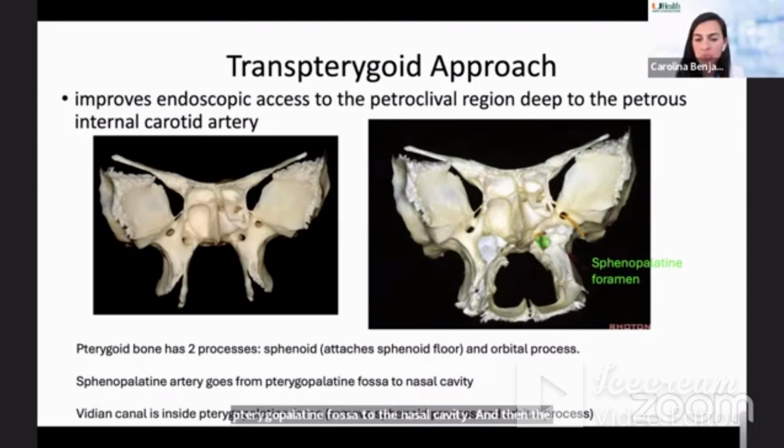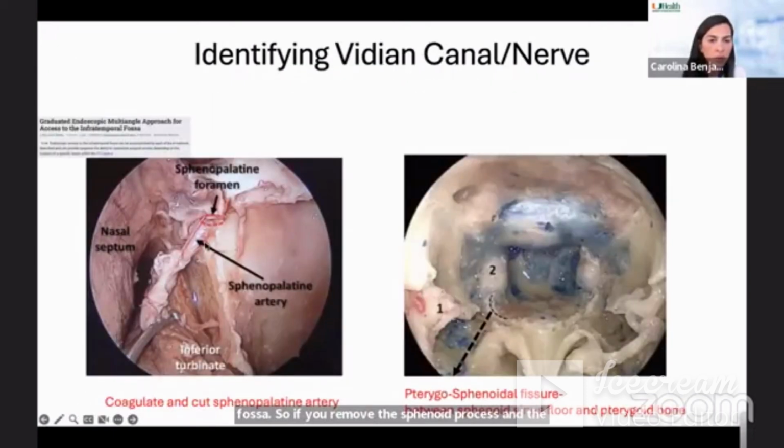So if you remove the sphenoid process and the orbital process, you'll find the Vidian canal, and you'll have to drill all around. So this is the sphenopalatine artery. You want to coagulate and cut the sphenopalatine artery, and then that's going to allow you to get to here's your Vidian canal, and you want to drill circumferentially around the Vidian canal.